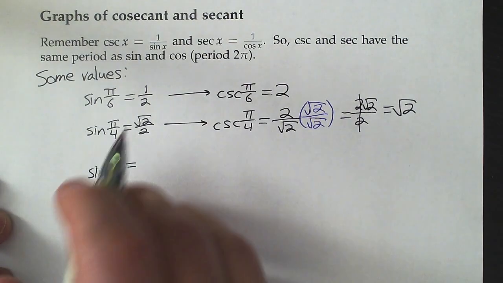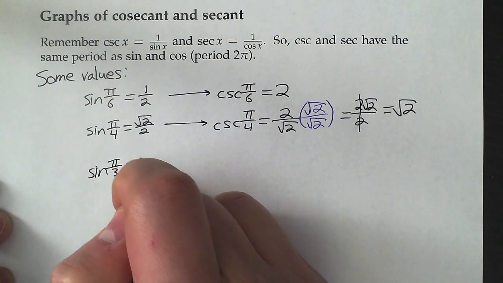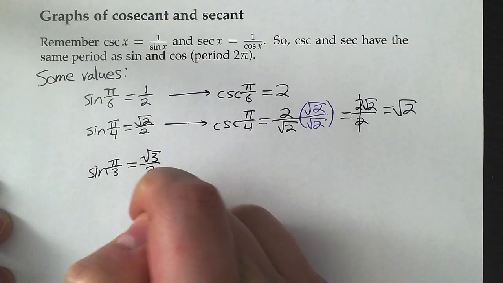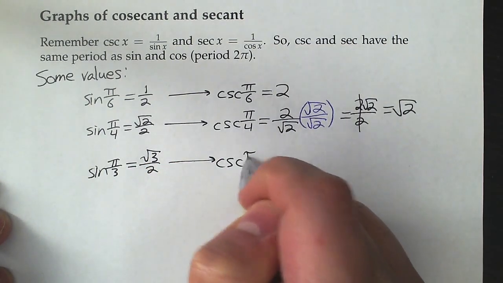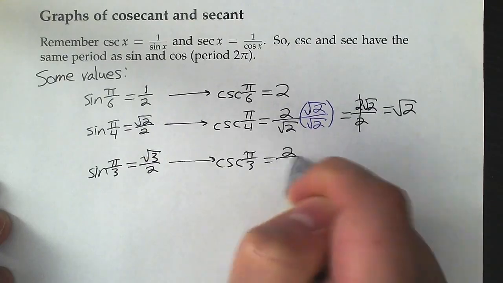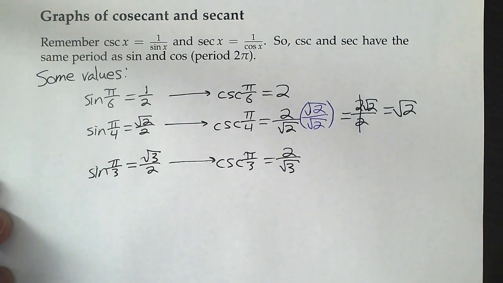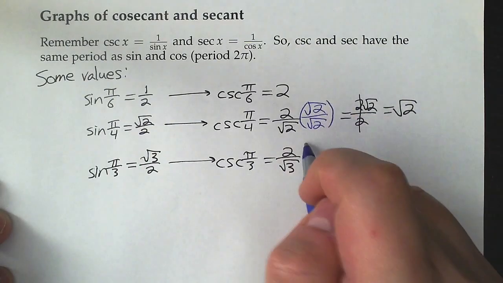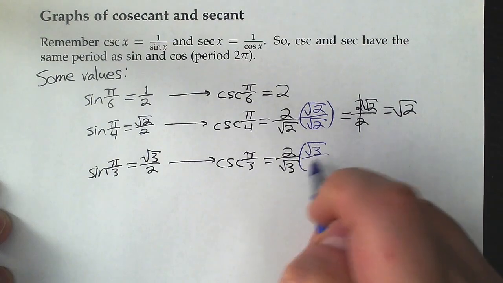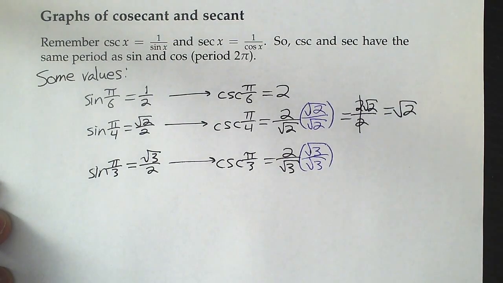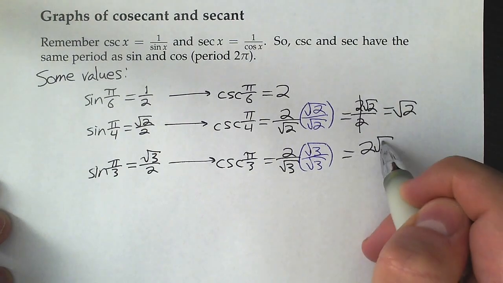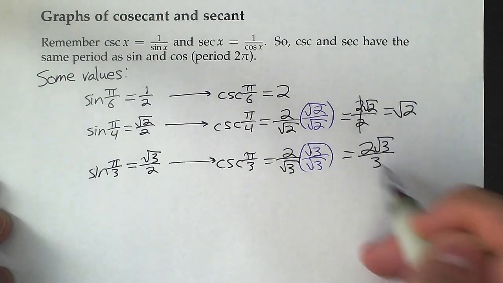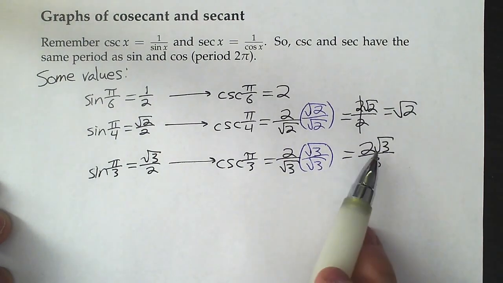Another common sine value is for pi over 3, you get square root of 3 over 2. Therefore, cosecant of pi over 3 is the flipped version of that. I would do the same kind of algebra trick to help with cleaning this up. 2 square root of 3 over 3. So this time the 2 and the 3 don't cancel. You just leave it like this.